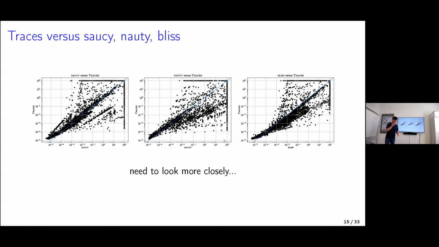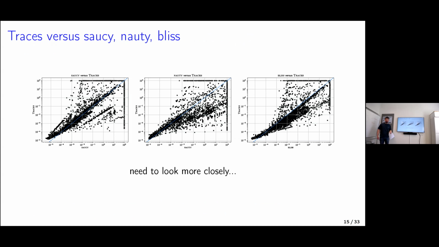Okay, so how do we read these graphs? I'm comparing traces here to three of the other solvers: saucy, nauty, and bliss. If a point is below the diagonal, then traces is faster. And if a point is above the diagonal, then the other tool is faster. What do we see here?